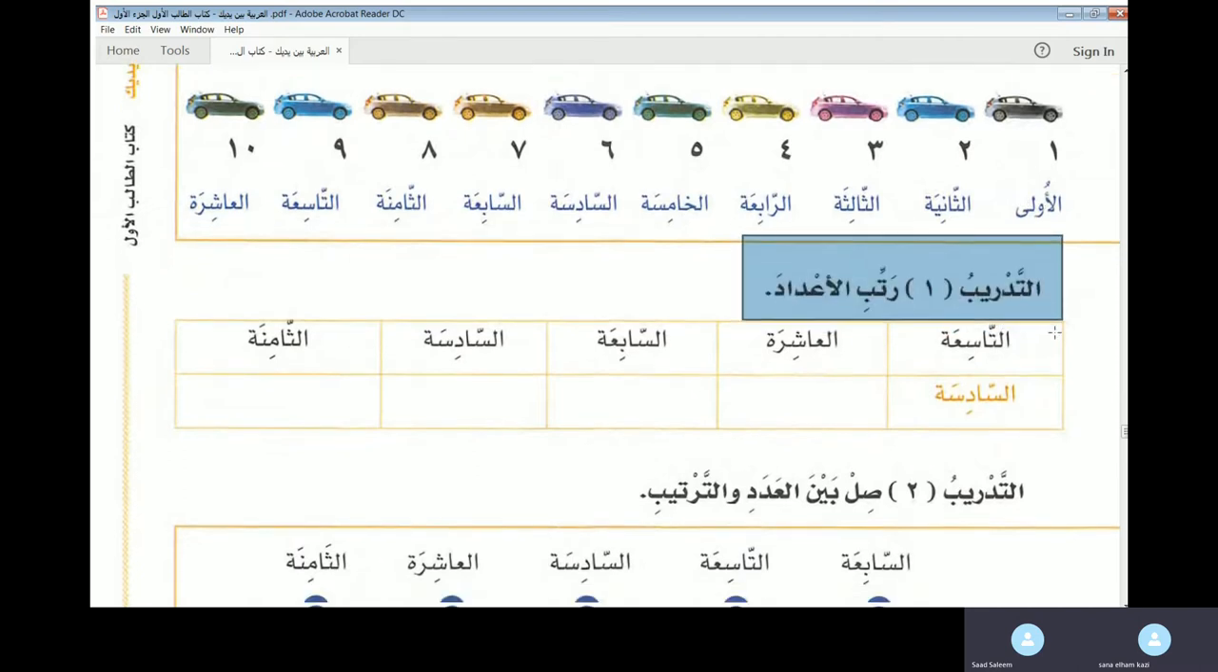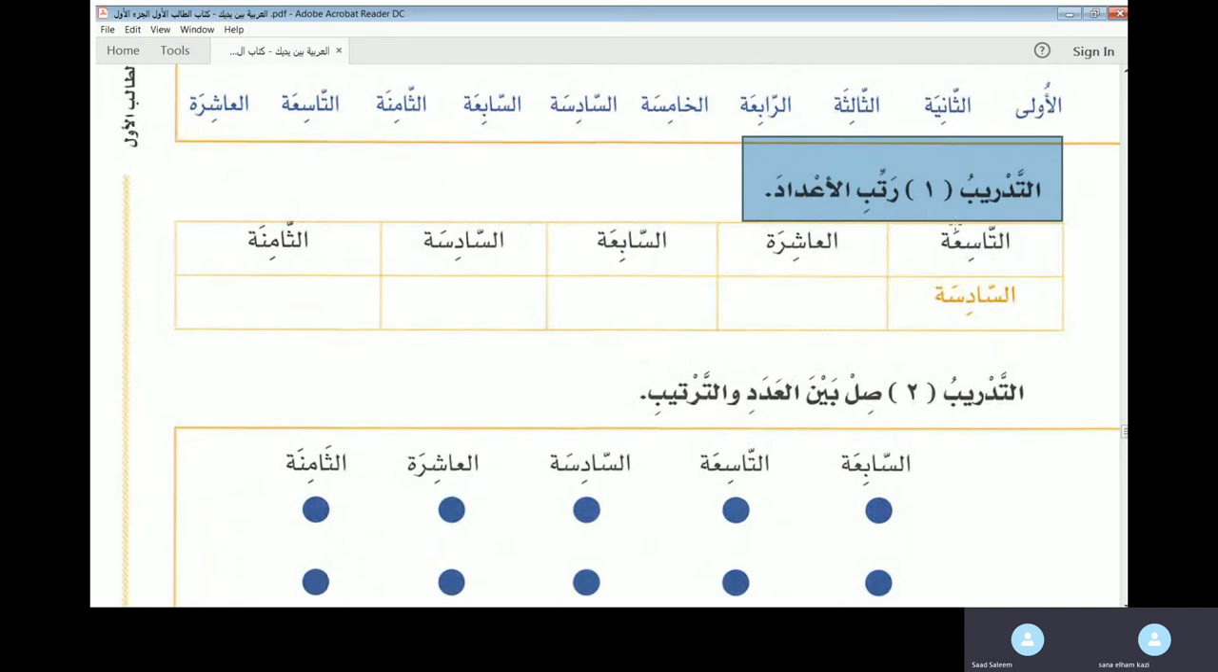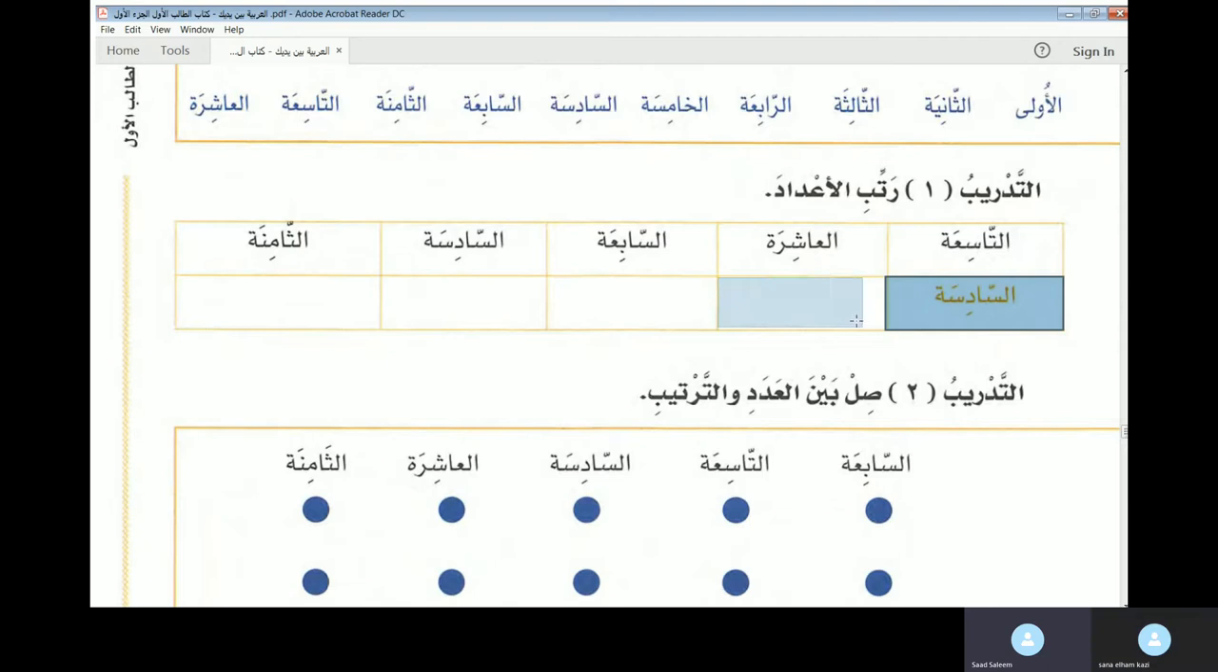Next, Tadribul awwal. Rattibul adad. Rattib means arrange. Arrange the numbers. Asadisa, which is 6th, asabia, 7th, athamina, 8th, atasia, 9th, al ashira, 10th.